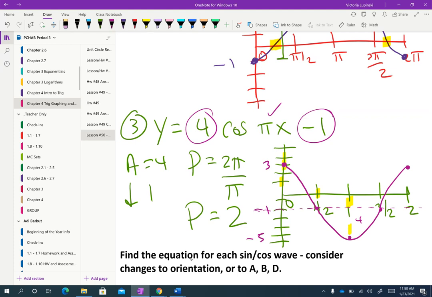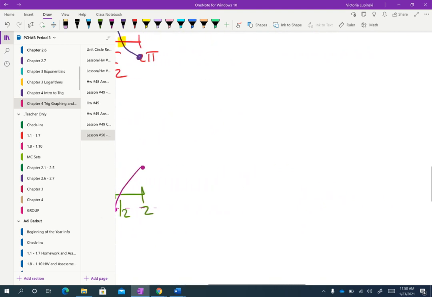So your final product, again, should be there in purple, and there are lots of different ways that you can get there as long as that winds up being your final product. Again, just to reiterate, through homework 50, every one of these graphs starts at 0. That will change once we get to lesson 51. Let's just do one more.